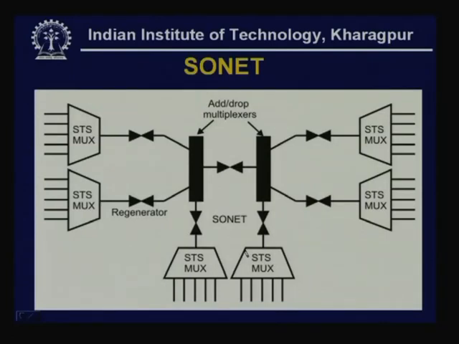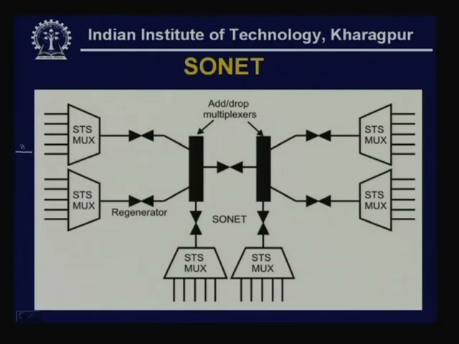Here is the schematic diagram of a SONET network. Here we see there are three different types of devices: STS multiplexer, regenerator, and add drop multiplexers. So, these are the three different types of devices used here.